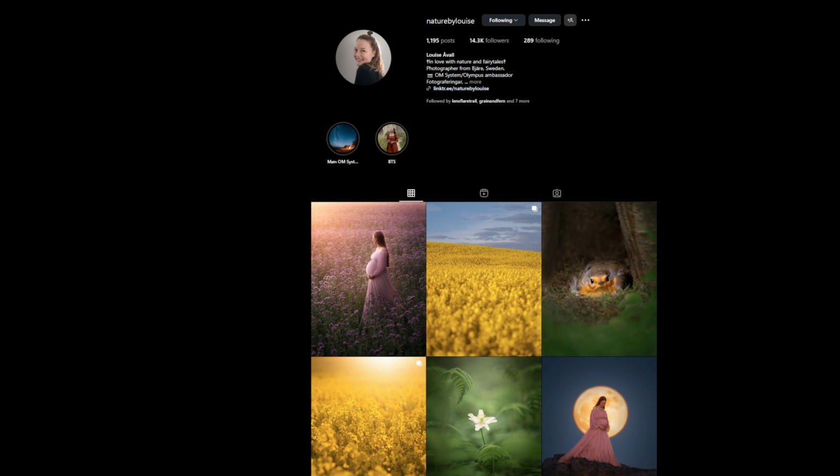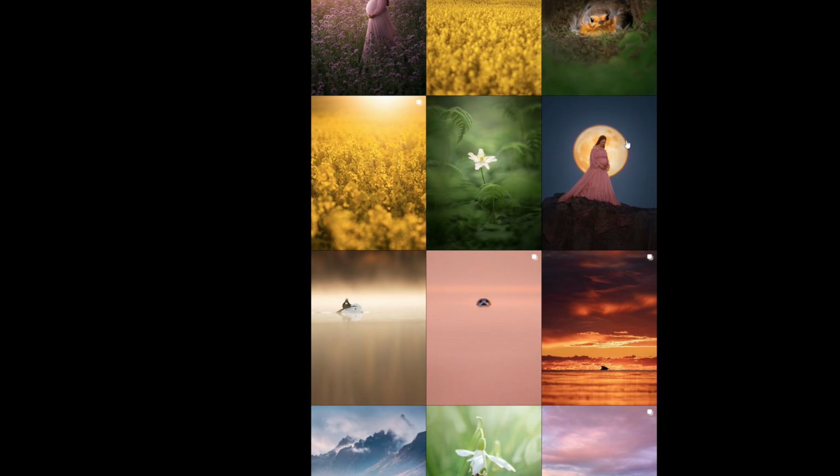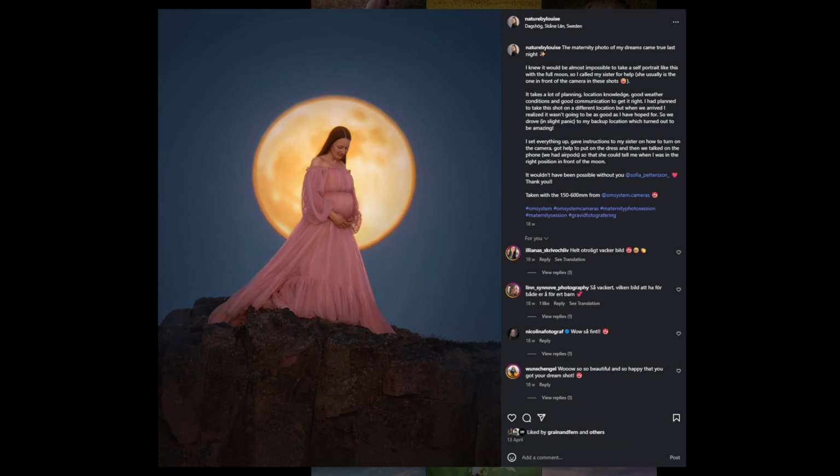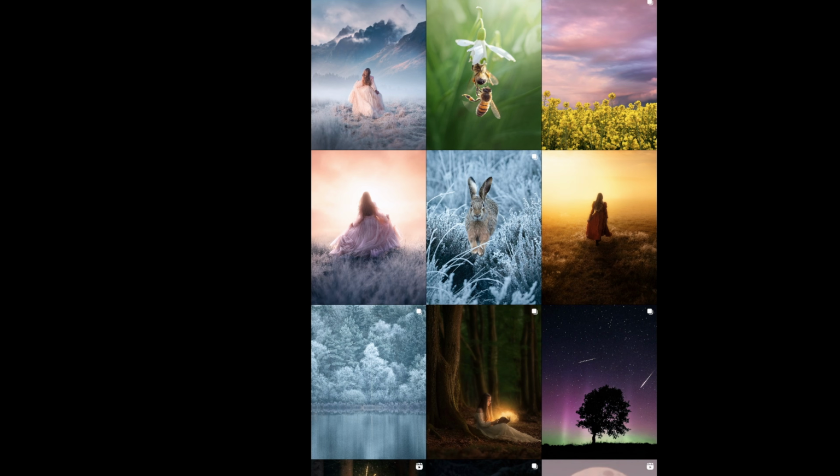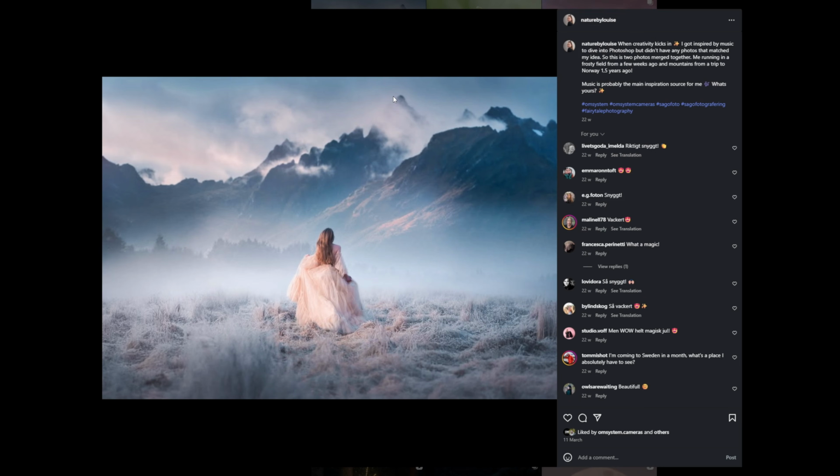Now, personally, I don't really play with compression that much in my own work, but a Swedish photographer who does this beautifully is Louise Åvall. She is trained as a nature photographer, but she also has a love for fantasy. And when those two come together, she creates these magical storybook-looking images.